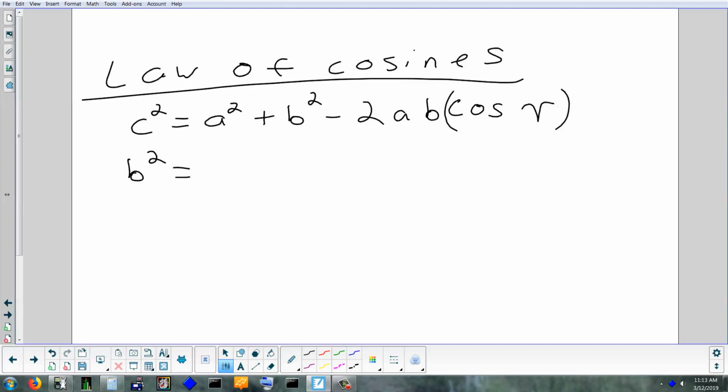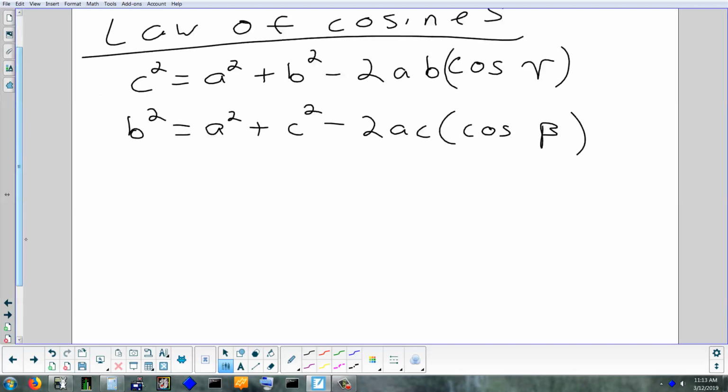B squared equals, if it follows that same exact pattern, just going to be different letters. So these are sides, so the only angle is going to come in at the very end. That would be the first one. Yep, a squared plus c squared minus 2ac cosine beta. Yes.